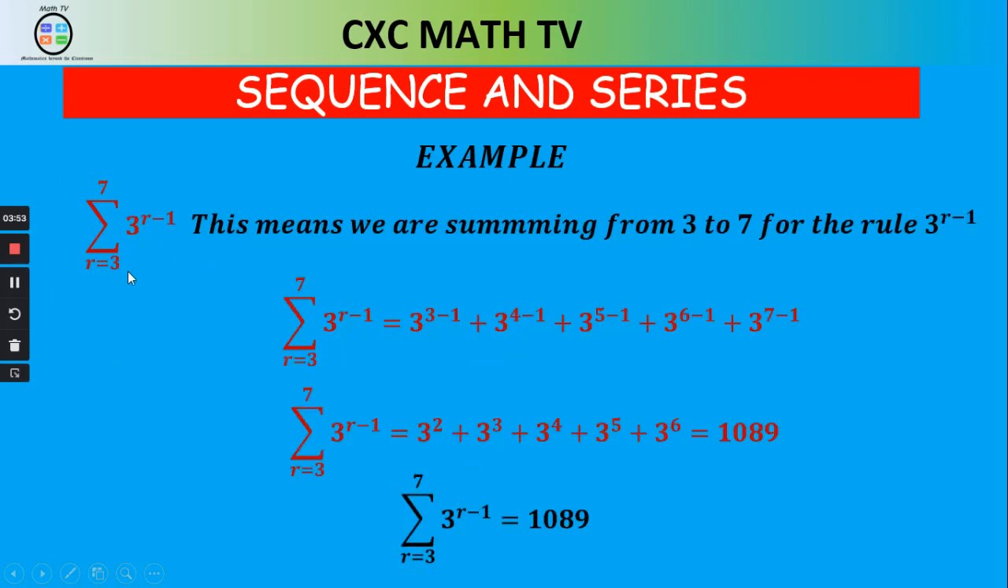Likewise, if you wanted to find the sum from 3 to 7 of 3 to the r minus 1. What they're asking you to do is sum from 3 to 7 for the rule 3 to the r minus 1. So you plug in r as 3 first. This would be 3 to the 3 minus 1, plus plug in r as 4 next, because this is just 3, 4, 5, 6, and 7. Then plug in 5, then 6, then 7. 3 minus 1 is 2, 4 minus 1 is 3, 5 minus 1 is 4, and so forth. When you add all of these, you get 1089. Notice this one we started from 3 to 7.